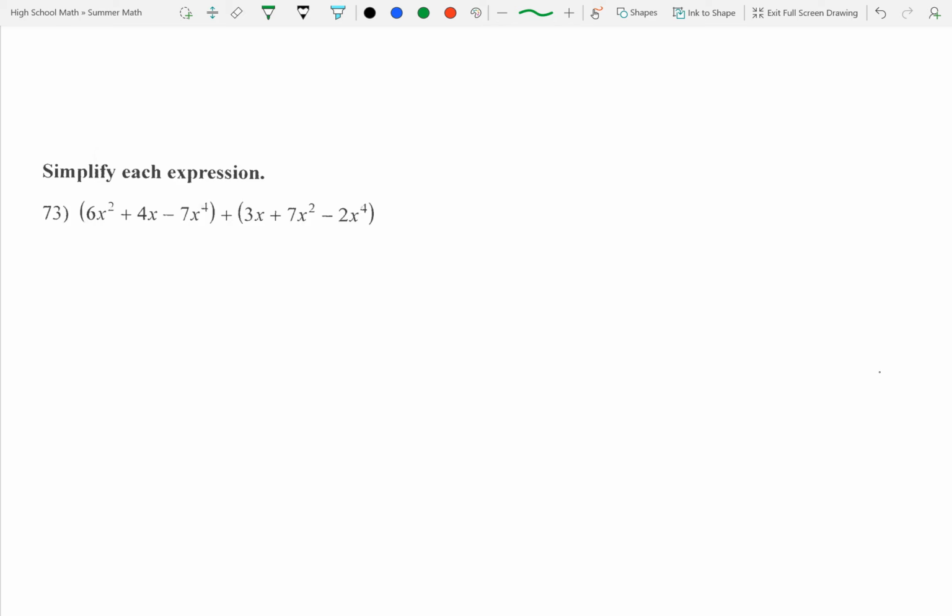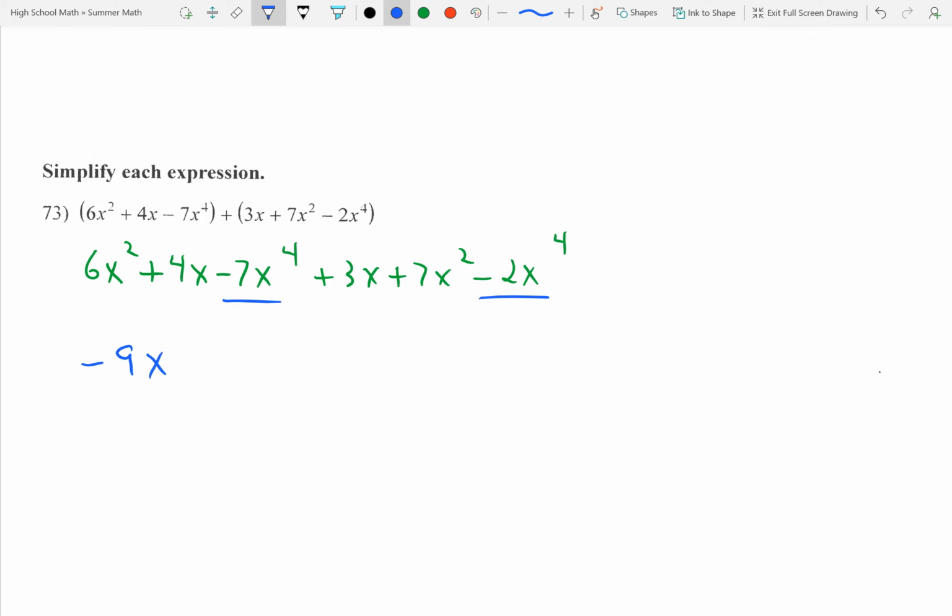Simplify the expression. When we're adding together polynomials, we can simply drop the parentheses. So I rewrite this without the parentheses. If it were a subtraction in between, we would need to change the signs in the parentheses after the subtraction. Now we're simply combining like terms. X to the 4th is like x to the 4th. Negative 7 minus 2 will be a negative 9 x to the 4th.